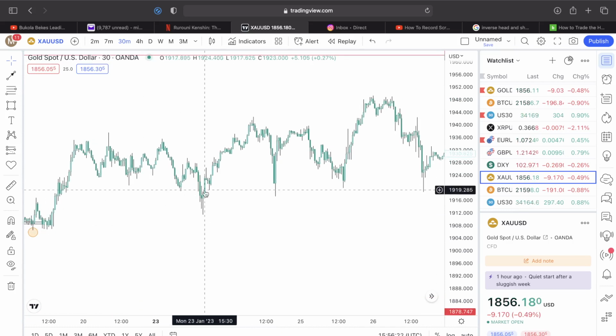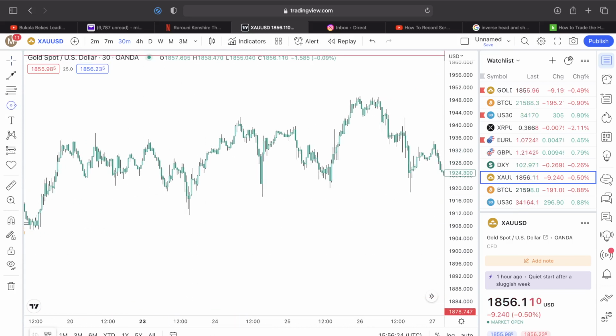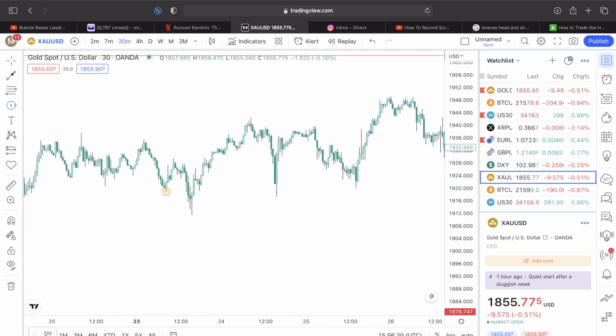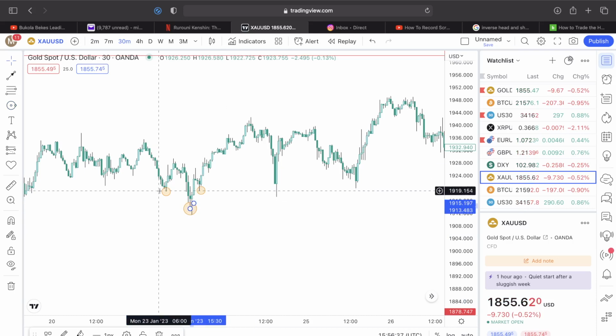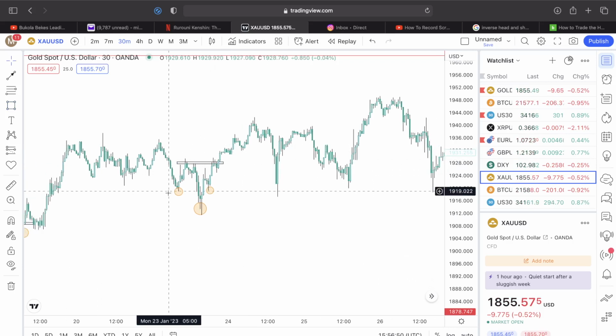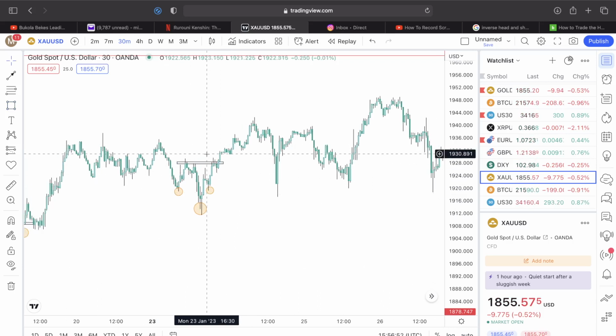Where else? Here's another one. Boom, left, right, head. The previous side was here, so we know that is our neckline. The neckline is definitely here. The neckline is a bit confusing, but once your eyes get used to it, then you understand what is happening. So we know our neckline is here.